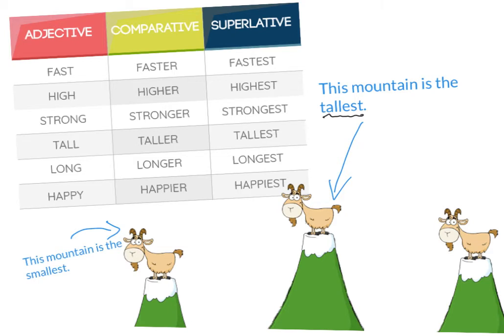And this is what you should have put. This mountain is the smallest. And smallest is your superlative adjective. And just like before, you might have noticed that all the letters at the end are the same, and this time it's est. Fastest, highest, strongest, and then for our comparative ones we had faster, higher, stronger.